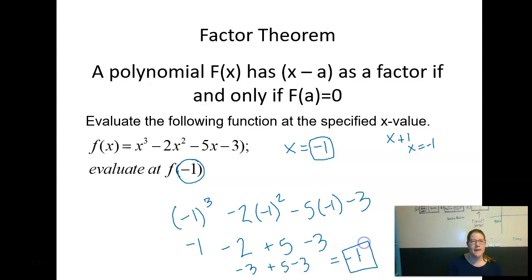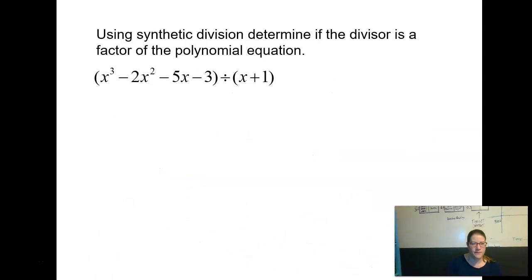So I know that the remainder, when I divide x cubed minus 2x squared minus 5x minus 3 by x plus 1, right? Because if this is my 0, then this is the factor it came from. So if I divide this by this, the remainder is negative 1. So it would not go evenly in. It would not be a factor.